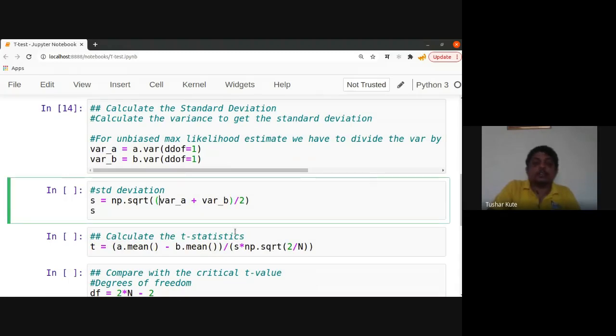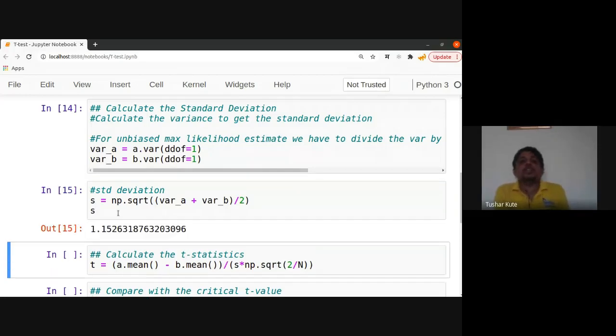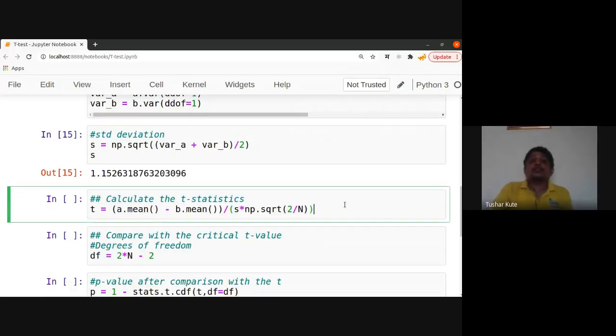And here, for the standard deviation of their combination, I added both of their variances together, divided by 2, and then calculated the square root. That means I calculated the deviation of the whole data, which is 1.15. All 20 elements are taken, the variance of each separately, their average variance, and the square root of the average variance is called the standard deviation. So 1.15 is there, and the formula to calculate the t statistic is what we have seen on the slide.